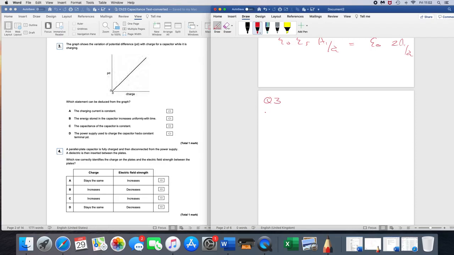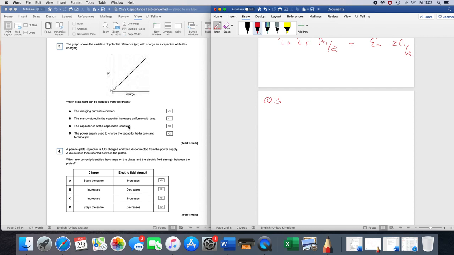The graph shows the variation of PD with charge for a capacitor when it is charging. What statement can be deduced from the graph? Charging current is constant, so that's the rate of supply of charge. The energy stored in the capacitor increases uniformly with time. The capacitance is constant. The power supply used to charge the capacitor had a constant terminal PD. Okay, so the first two of these involve time, and there is no way of judging time from this. So we can't say A or B. It might be true, but we don't have any evidence for that.